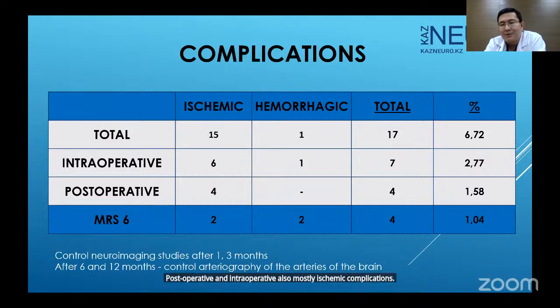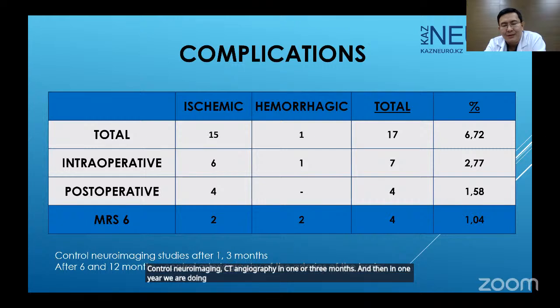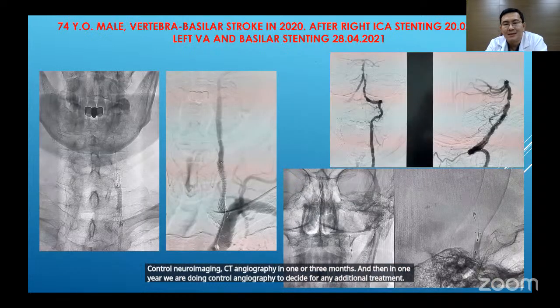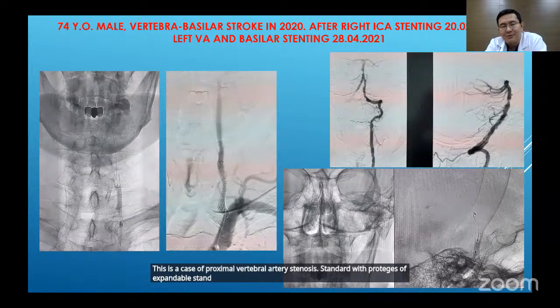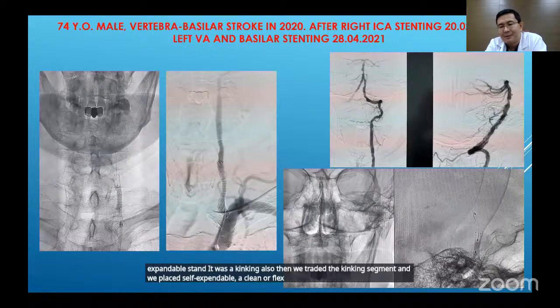MRS was 1%. Control neuroimaging with CT angiography is done at 1 or 3 months, and then at 1 year we do control angiography to decide on any additional treatment. This is a case of proximal vertebral artery stenosis, stented with a Protégé self-expandable stent. There was also kinking. Then we straightened the kinking segment, and we placed a self-expandable Aclinoflex stent in the basilar artery through the Narrow Speed balloon. It's an Acandis product from Germany.